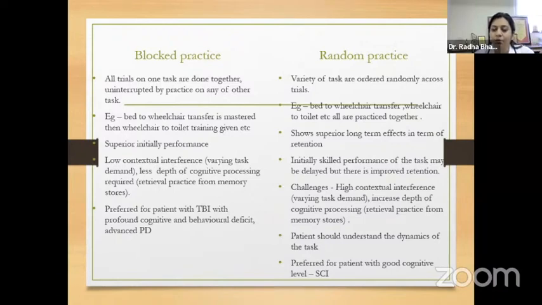So out of the bigger goal, you have chosen a smaller goal, or you have decided on sub-goals of your main task, and then you are focusing on one particular thing and just giving practice for that. So that will be your block practice. Random practice is where you are giving bed to wheelchair, then wheelchair to toilet, and mixing it together: now go from this to this, now go from this to this. Or sometimes, coming back, 3-4 repetitions of wheelchair to toilet and 3-4 repetitions of wheelchair to bed and bed to wheelchair. So you are mixing, you are targeting the whole major goal all together.